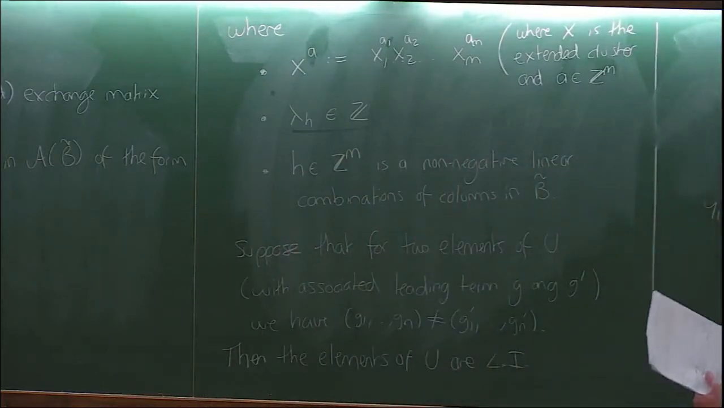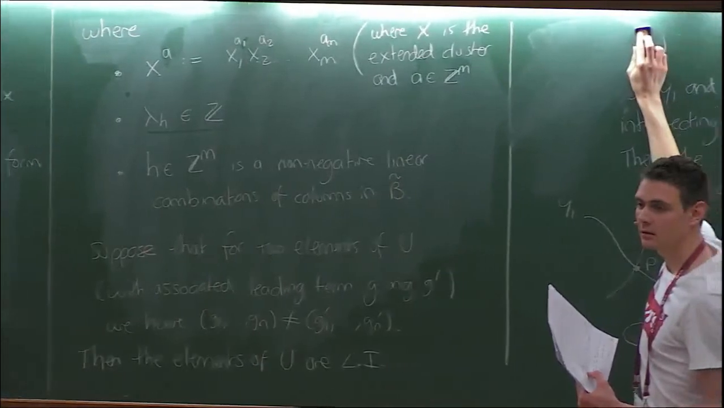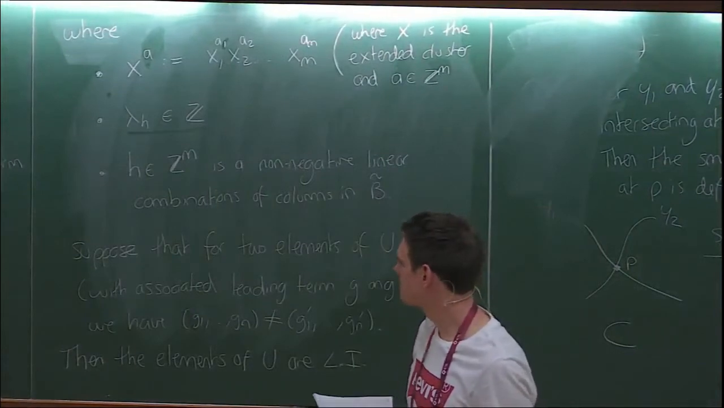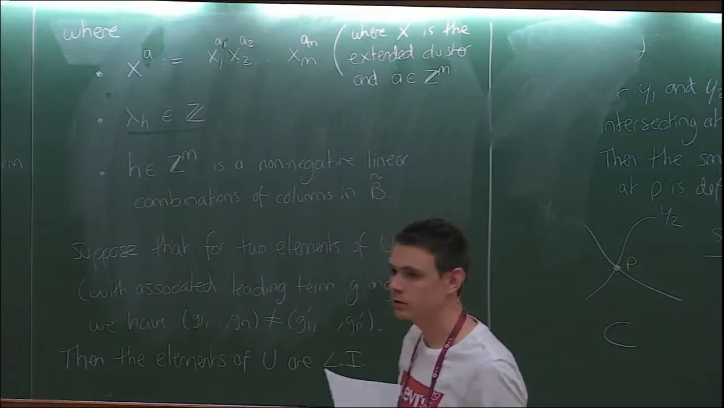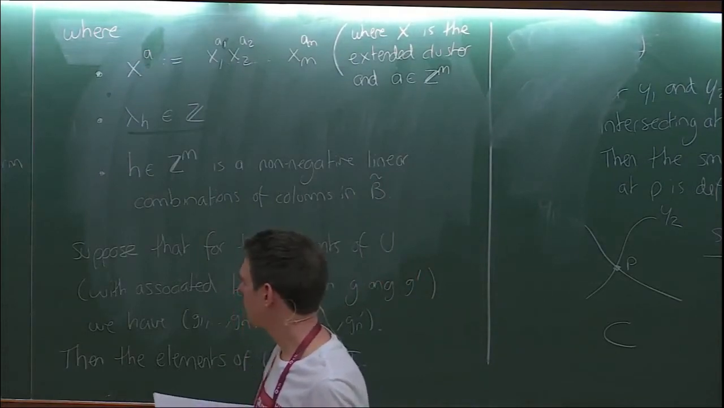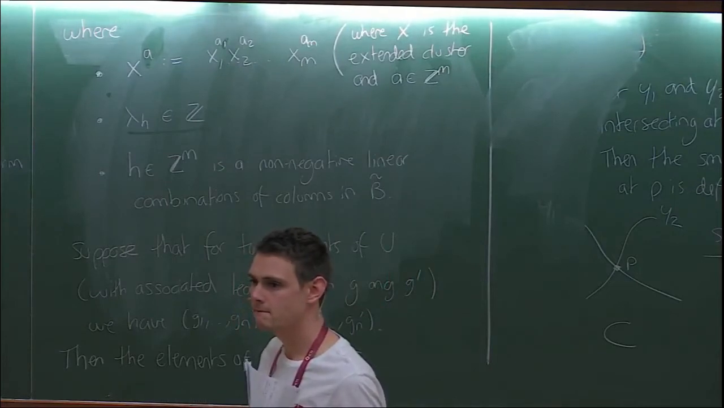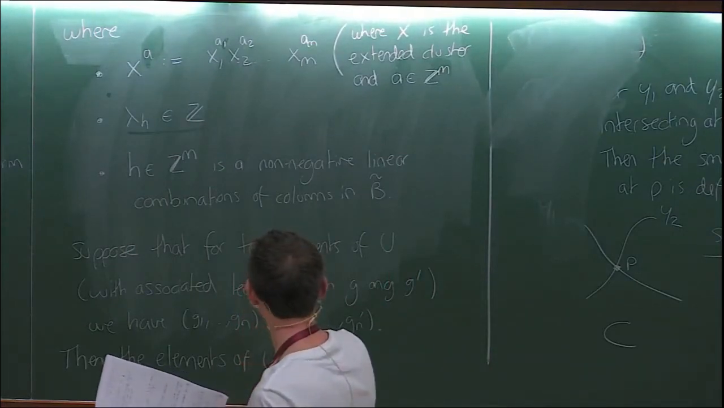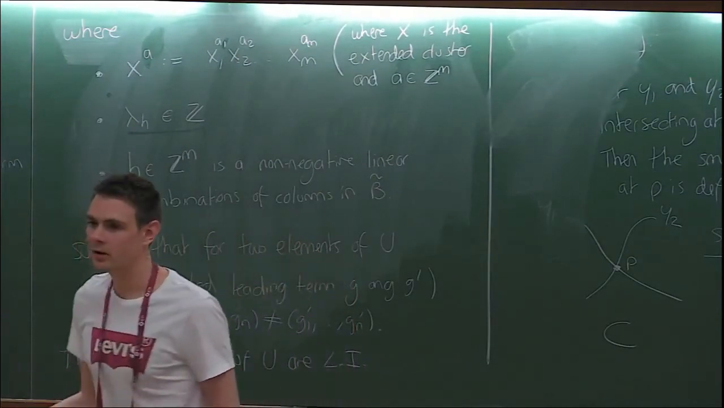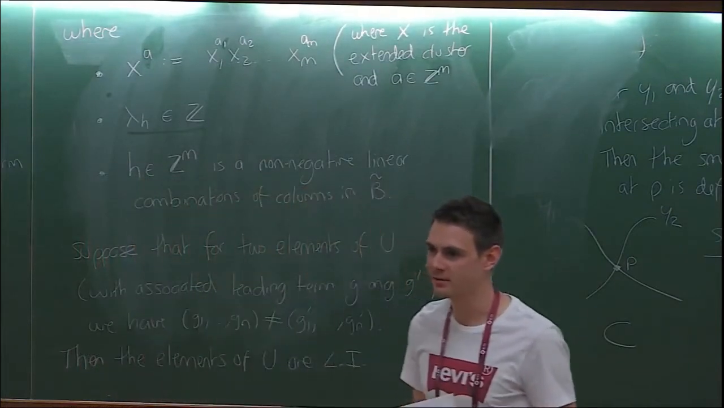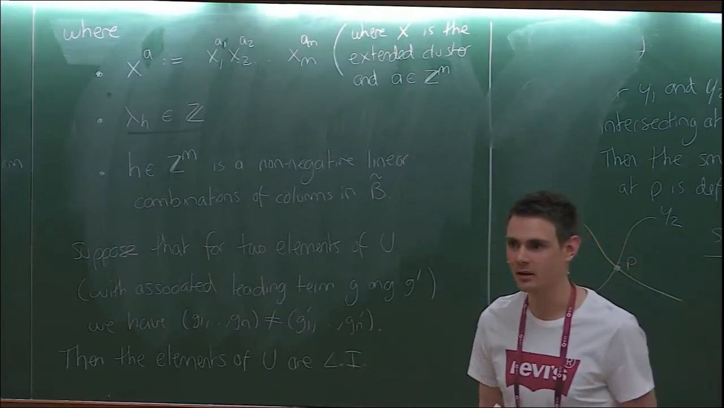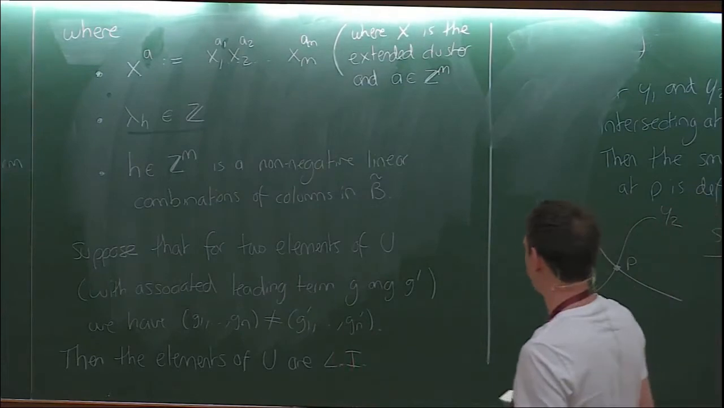Non-negative, do I allow h to be 0? No, I don't allow h to be 0. Yeah, okay. I mean, at least one of them has to be positive. Yeah, exactly. There has to be something in the sum, right? We don't take an empty sum. Yeah, exactly. Okay.